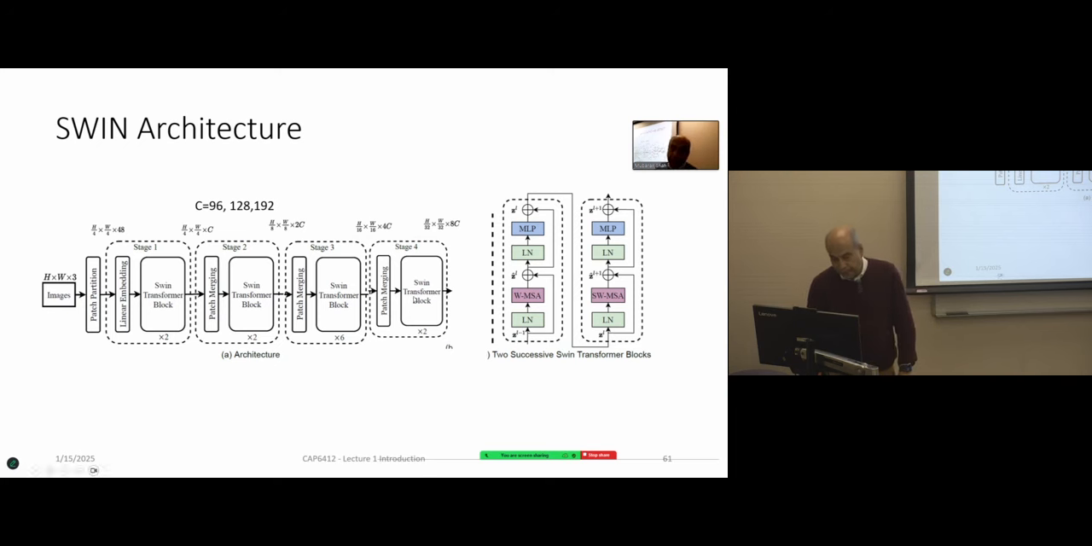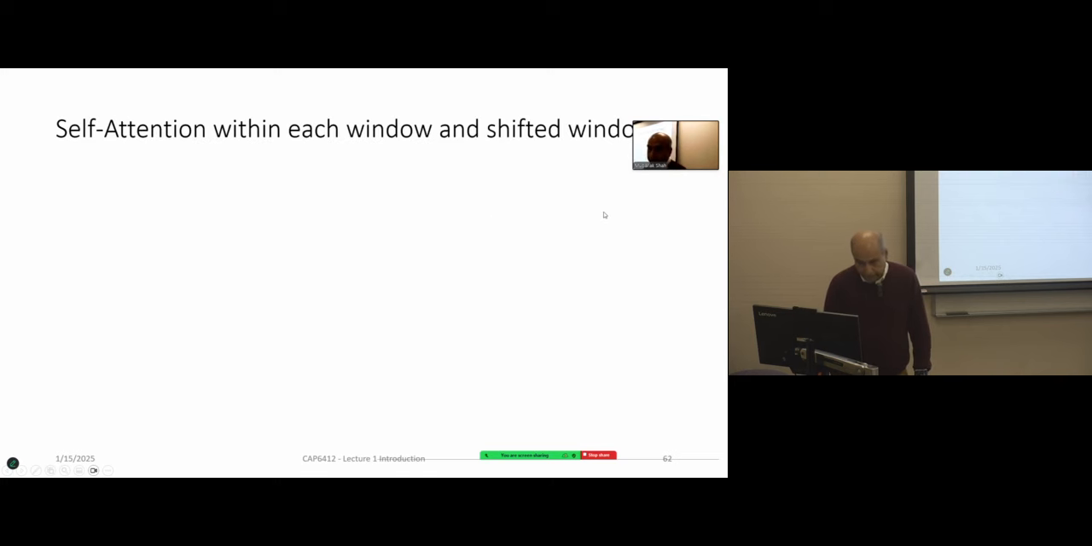So we have input, linear layer, window multi-head self-attention, and then skip connection, linear layer, MLP. Then after that, it goes here: linear layer, this is shifted window multi-head self-attention, and then skip connection, linear layer, and so on. So we'll go into detail on this, okay?